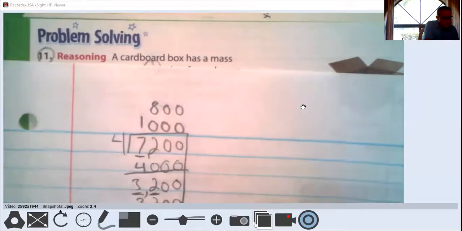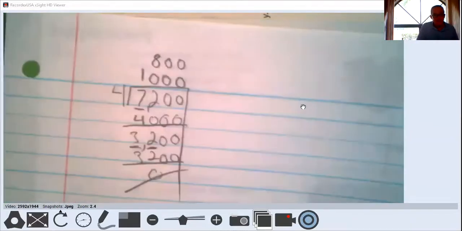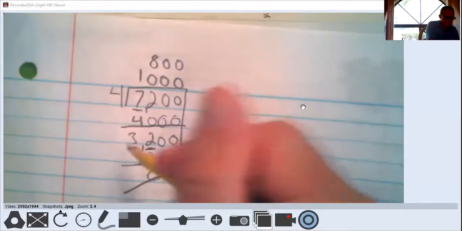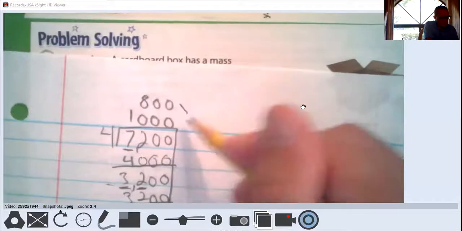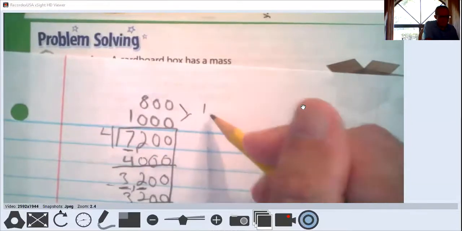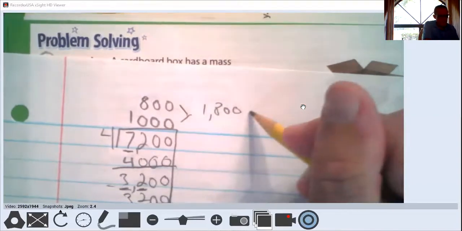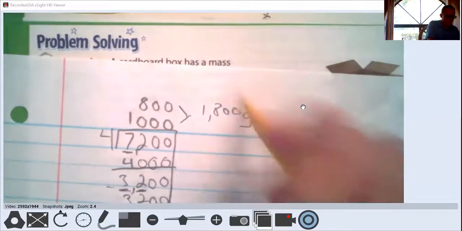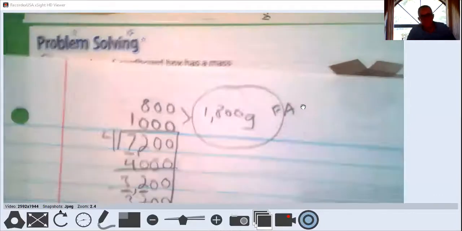Look at this, ladies and gentlemen, boys and girls, children of various ages. No remainder. So am I done? No. I subtract that because I have my partial quotients up here. I have to add those up. 1,800 grams for each book is my final answer, my FA.